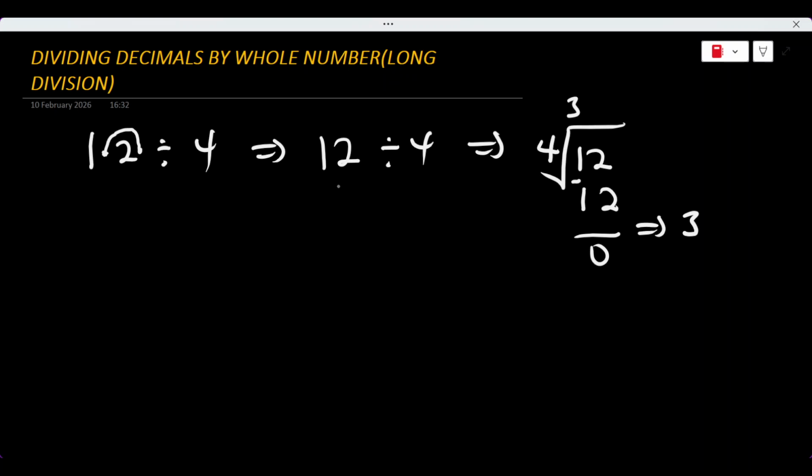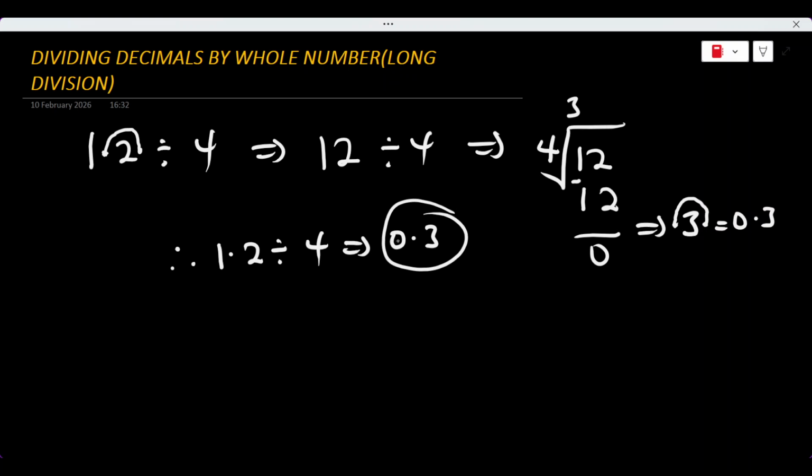Now remember, you moved the decimal point one time to the right because the decimal has what? One decimal place. So the same thing, you stand here, you bring it back one time to the left, giving you what? 0.3. So therefore, 1.2 divided by 4 is equal to what? 0.3 as our final answer. I hope that is clear.